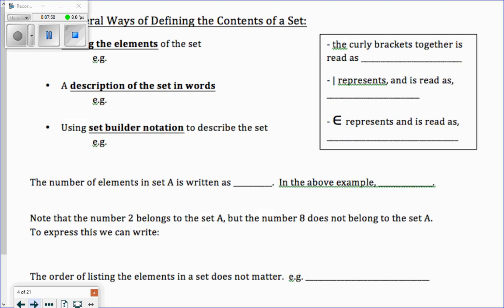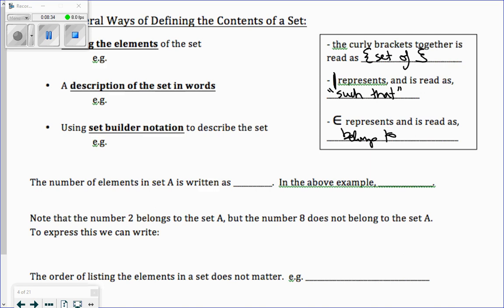Okay, so listing the elements of the set. So curly brackets together is read as the set of. So this is what we did yesterday. Okay, this straight line means such that. And this little E symbol means belongs to. Okay. Technically that E means element. Element means belongs. So like 2 is an element of the set factors of 8, or 2 belongs to the set of the factors of 8.